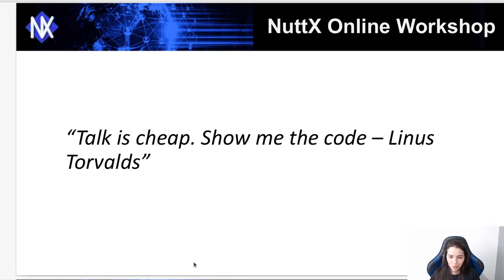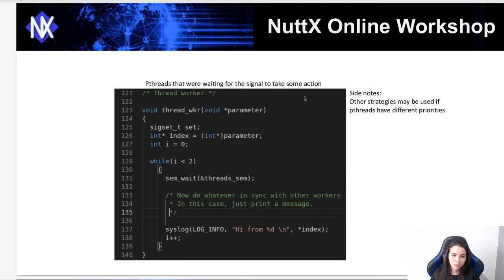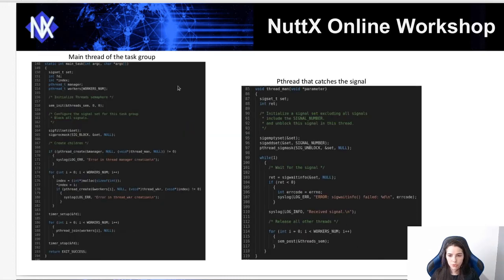Talk is cheap, show me the code, as our friend Linus Torvalds says. So let's move to the code. Here we have the main thread of the task group and the pthread that gets the signal, and here we have the other pthreads that are waiting for the signal to take some action. I'm going to move to my code editor to show you in detail and also to run this application.